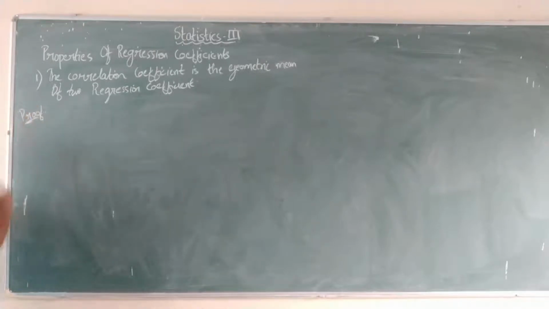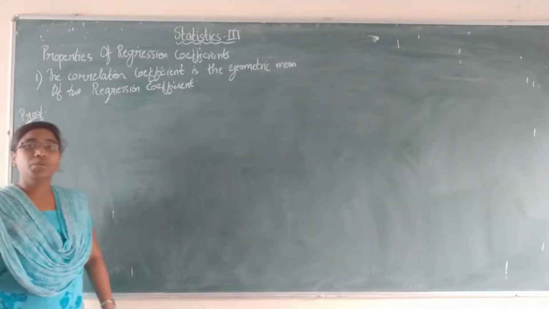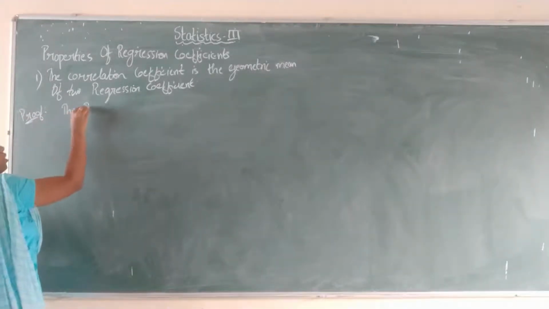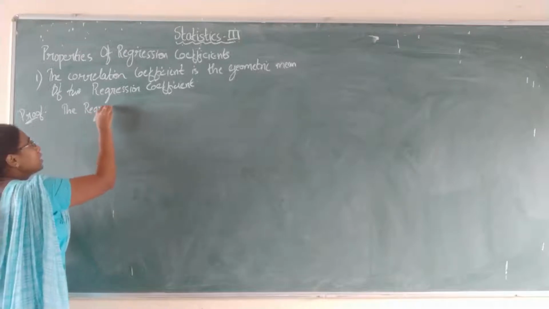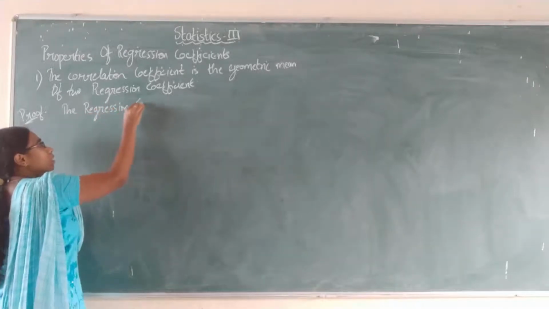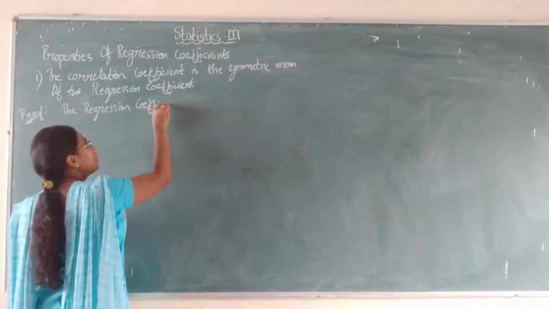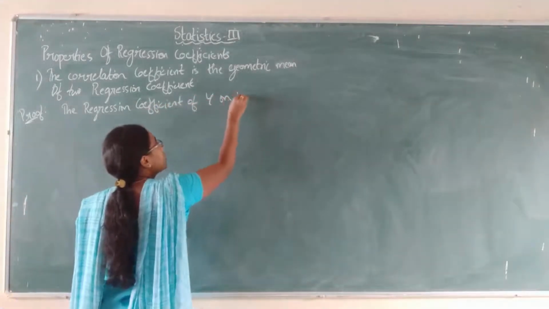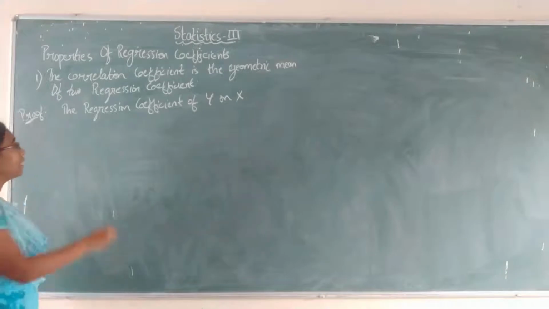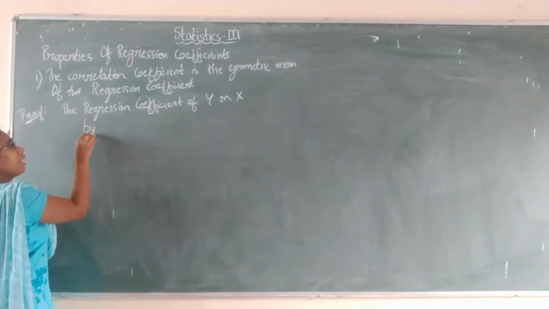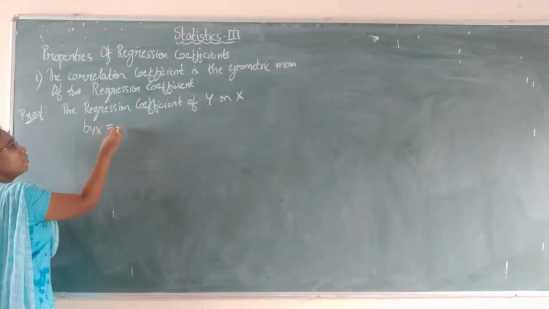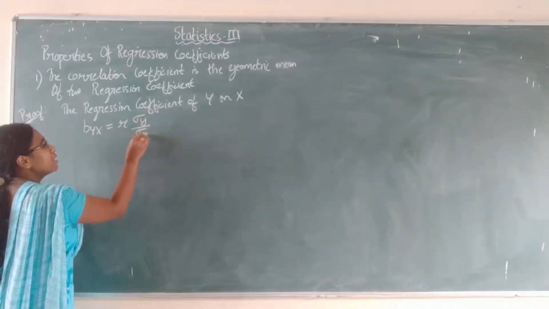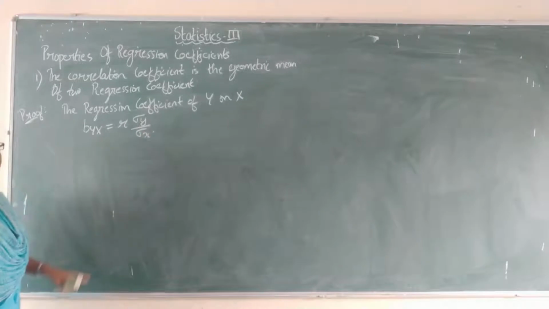So coming to the proof, first we have to write the two regression coefficients. First write down the regression coefficient of y on x. Y on x is denoted with byx. So byx equals r into sigma y by sigma x. So this is the byx value.